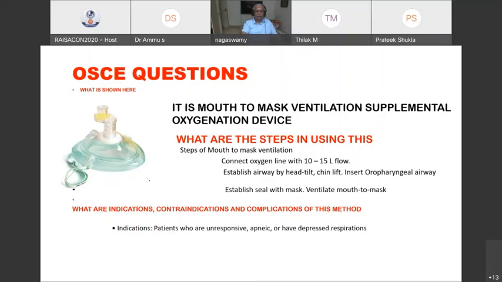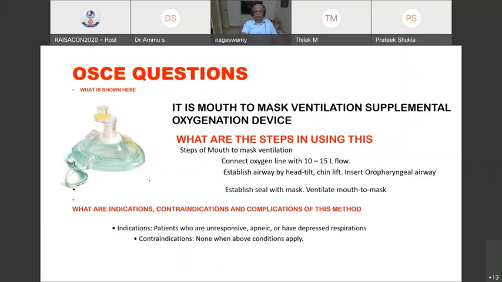See, apneic patients who are unresponsive, apneic, or have depressed respirations. For those patients only you are going to do the resuscitation, isn't it? So patients who are unresponsive, who are apneic, or have depressed respirations. Contraindications: none when the above conditions apply. Okay, there is no contraindication for doing this sort of resuscitation when these patients are like this. But what is the complication you can produce if you don't use the equipment correctly and keep the airway properly?